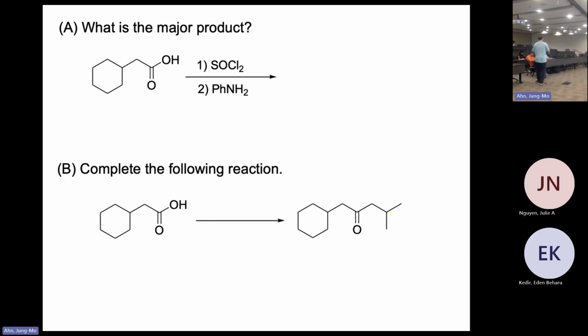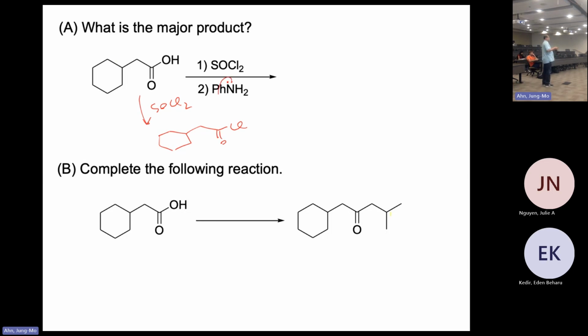These are the steps you should be able to follow through to get to a product. Thionyl chloride is a reagent that replaces an OH with a chlorine, right? So if you use it with a carboxylic acid, you are making an acid chloride. That's a good leaving group. And then you've got an amine as your nucleophile there.